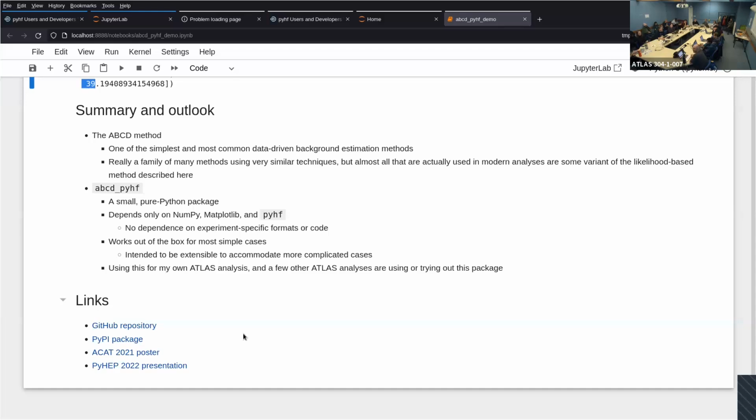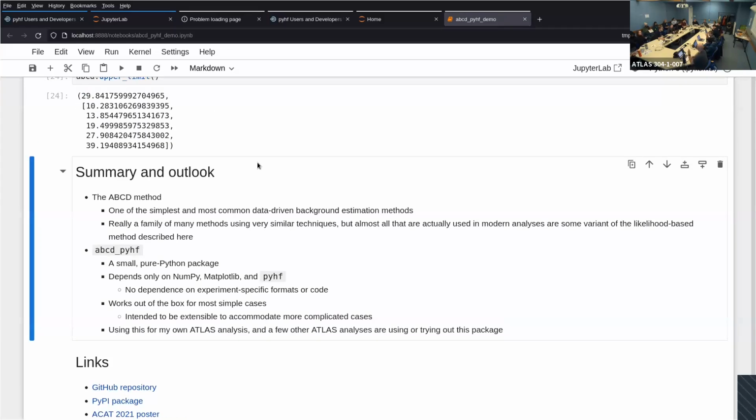So you've shown the upper limits here using the ABCD pyhf package. What do you get if you do it the sort of naive way? How does that compare? That's a good question. I guess the goal of this is you get a yield for the signal in A, or a background in A because you're estimating the background. So how does what you get with ABCD pyhf here compare to sort of the naive approach?